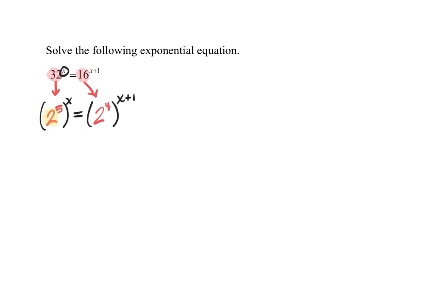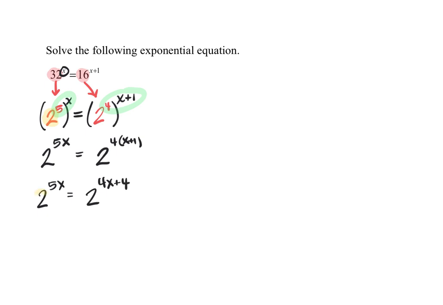So now remember, when you have a power raised to another power, we're going to multiply our exponents. So a power raised to a power. 5 times x is just 5x. And then we have to multiply 4 times the quantity x plus 1. So don't forget to distribute there. That'll be 2 raised to the 4x plus 4 power.